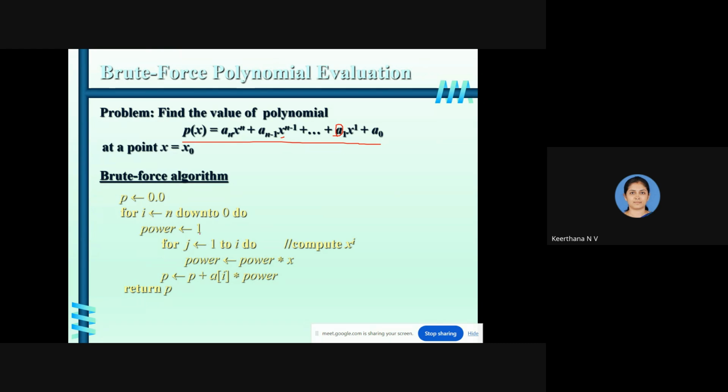So the power will always be set to 1. If the powers are increased, depending upon the powers, the powers will get multiplied. In this case, these polynomials will be solved using this brute force algorithm.